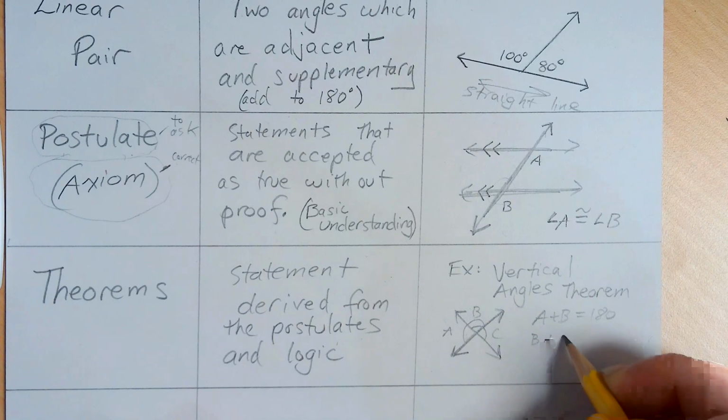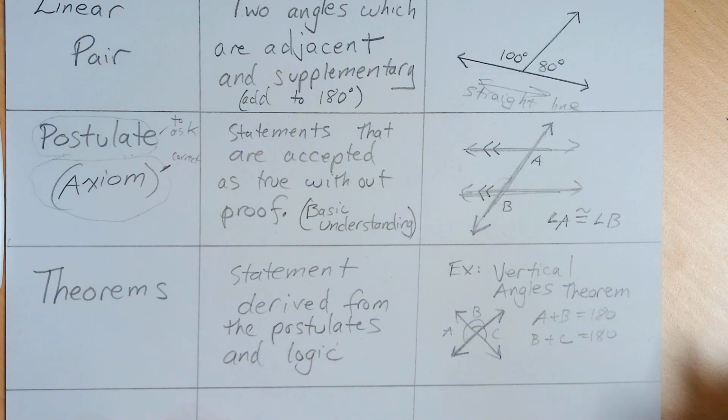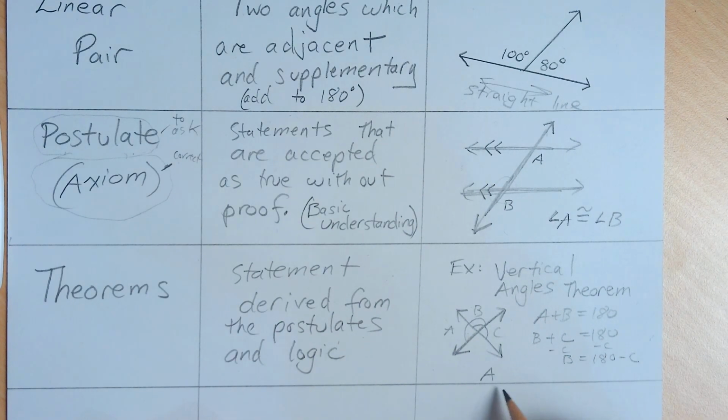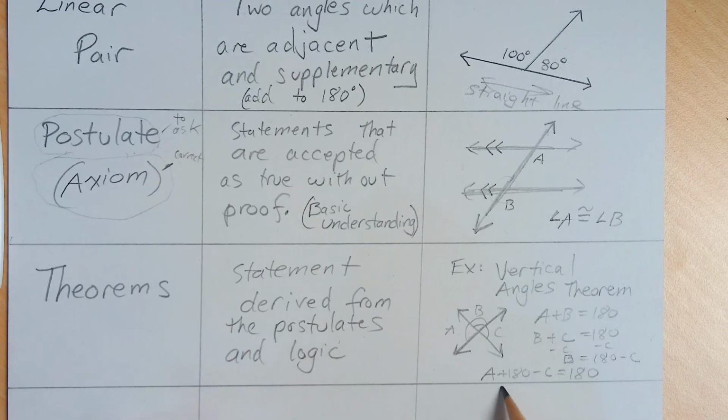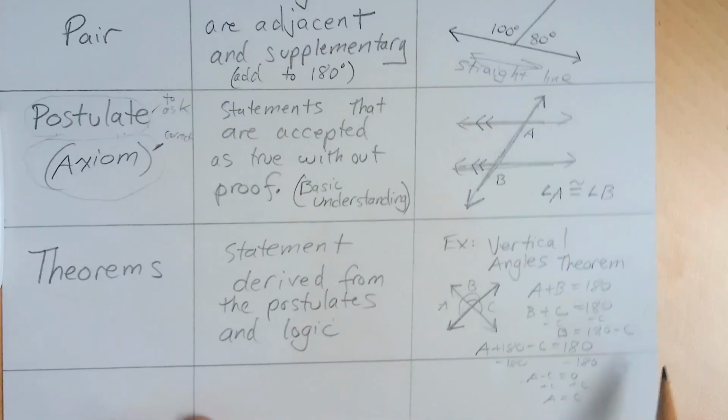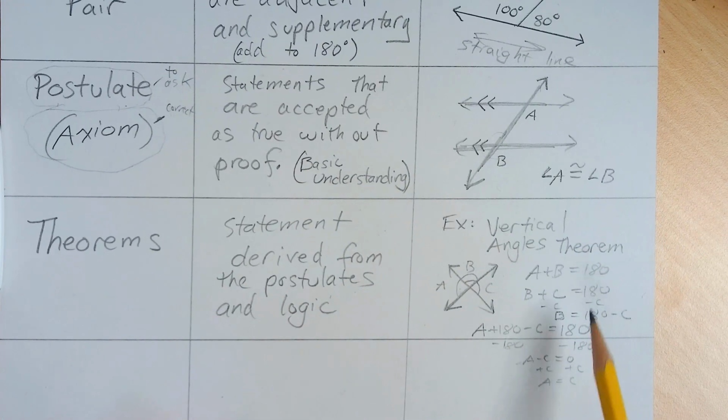And B plus C equals 180. But if we isolate B here and substitute it in, we get A plus 180 minus C equals 180. Then we subtract 180 from both sides, and we get A minus C equals 0, plus C to both sides, and we get A equals C. So we were able to prove the vertical angles theorem.